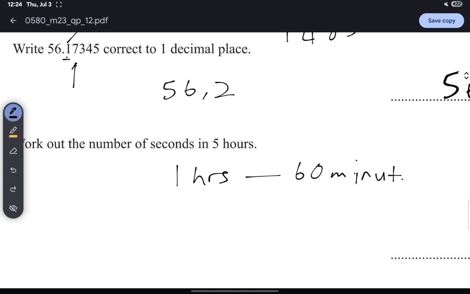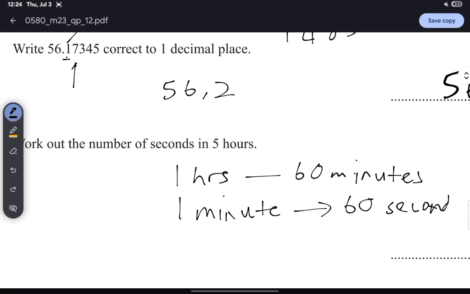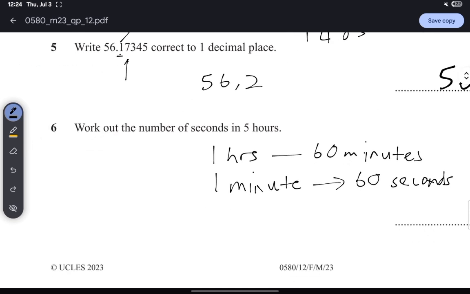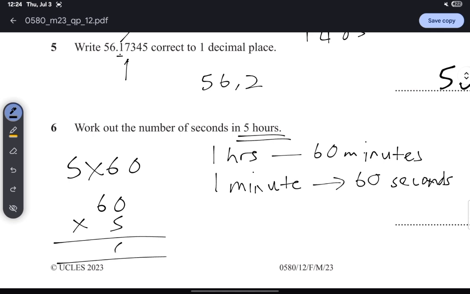1 hour is 60 minutes, right? And 1 minute is 60 seconds. I'm sure most of you know this. So we want to first find out how many minutes we have in 5 hours. That will be 5 times 60, which you can write like this if you're not using your calculator. We get 300 minutes. So we have 300 minutes.